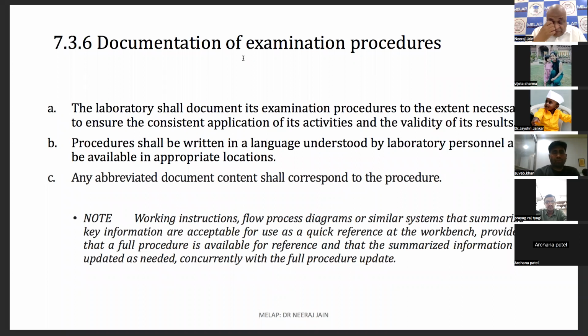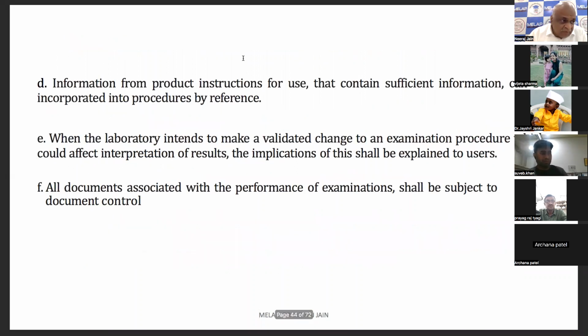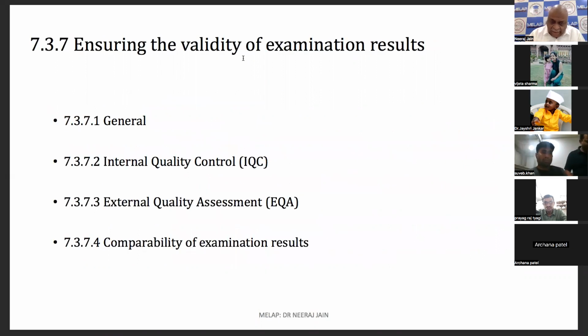Now, previously the standard was describing certain points for this examination procedure. Now they are saying you develop the procedure as per the requirement of your laboratory. Whatever procedure you are selecting, whatever information you are thinking, it is important to document it in this procedure. Previously, it was a separate clause. Now they have included in the examination part only IQC, EQAS, comparability of examination results. Previously, also these were the requirement.